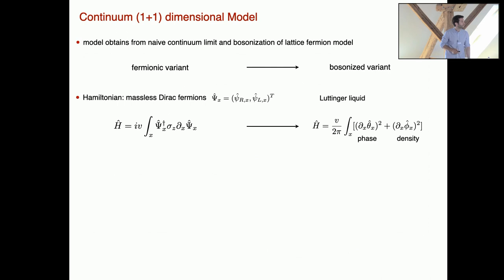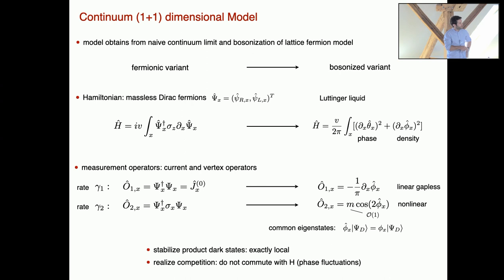Okay, so here is the setup of the problem. We have a fermion and a boson variant. We go to a continuum limit for this problem. So you may think of it as a continuum limit of the lattice fermions, and we get a Dirac Hamiltonian for left and right moving fermions, and this can be bosonized into a Luttinger liquid with phase and density fluctuations. The measurement operators come down to current and vertex operators, which then bosonize to something which is still linear in the density fluctuations here, but also a piece which is really nonlinear in the density fluctuations. And these measurement operators preserve the property of having local number states as eigenstates, this condition. And still, of course, we have the competition, which comes from the non-commutativity of this phase term and this cosine nonlinearity.